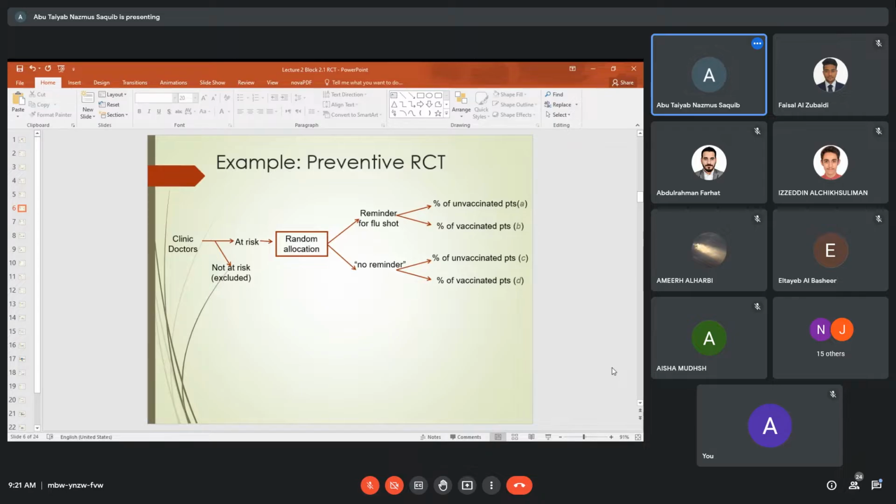And then at the end of the flu season, you compare the vaccination rate between the two groups. And you find that the vaccination rate in the reminder group is higher. So then you conclude that reminders work. And that's why in many public health programs and campaigns, reminders are a strong component of the intervention. If you remind people, they will be more likely to do it. Okay, so this is an example of the preventive RCT, primary prevention.